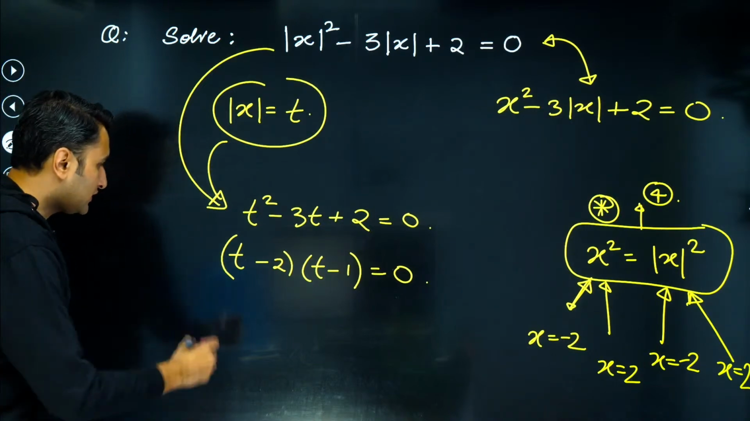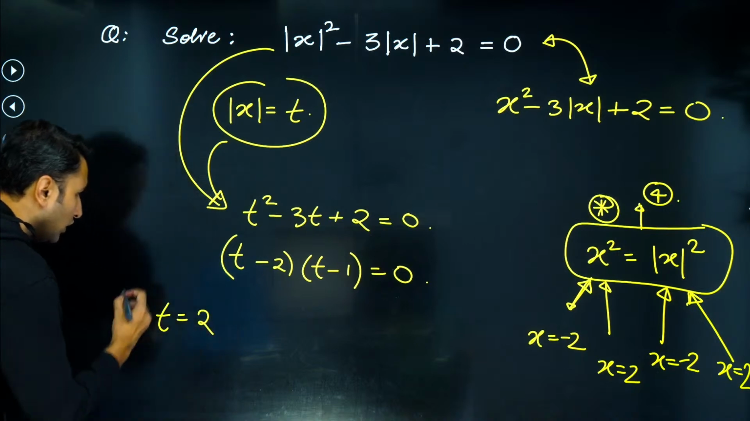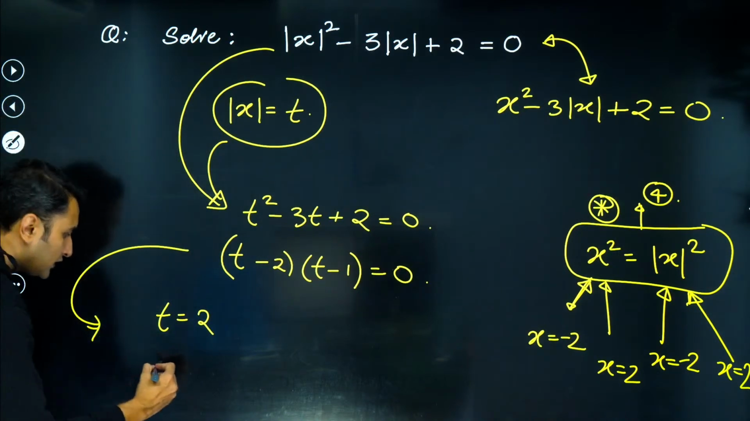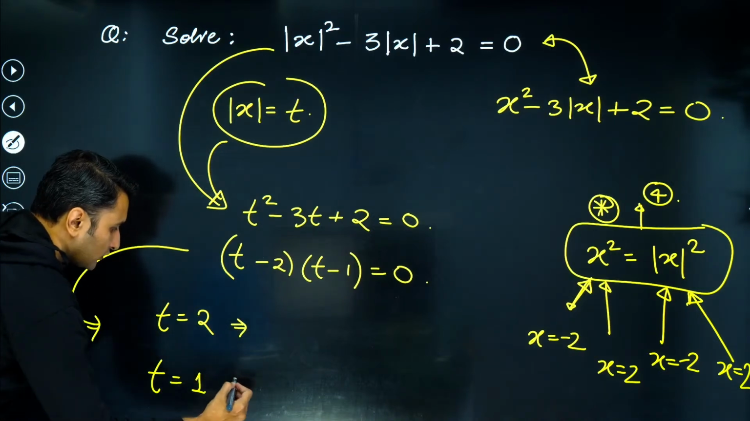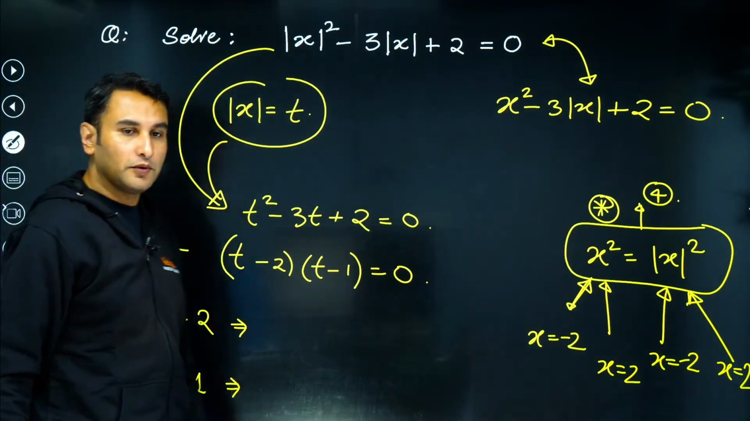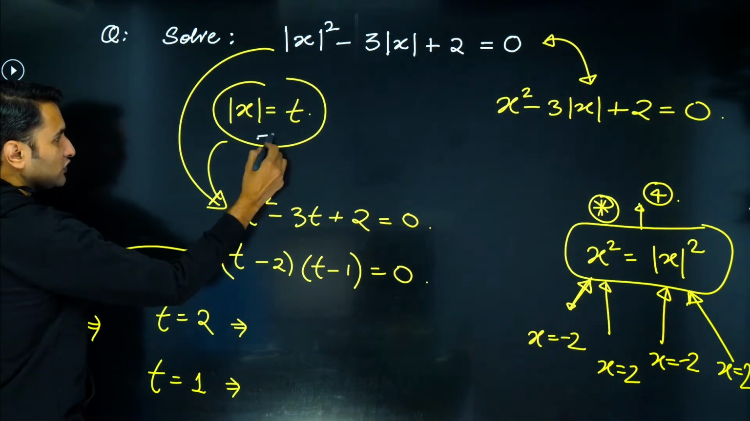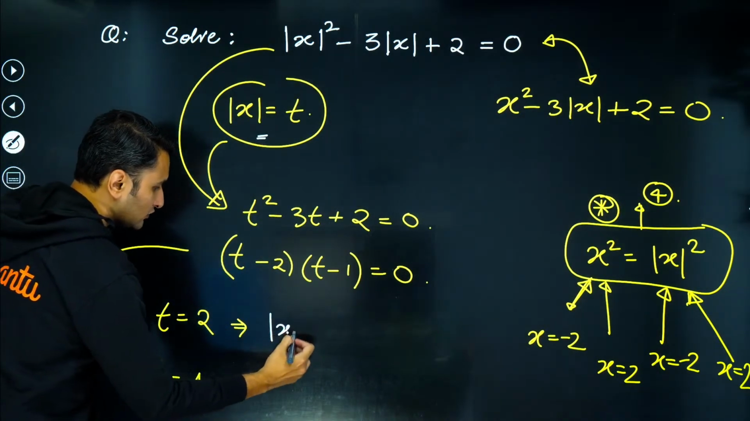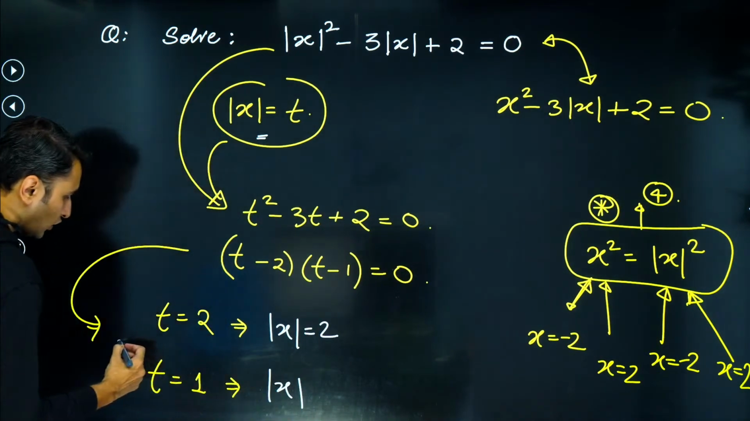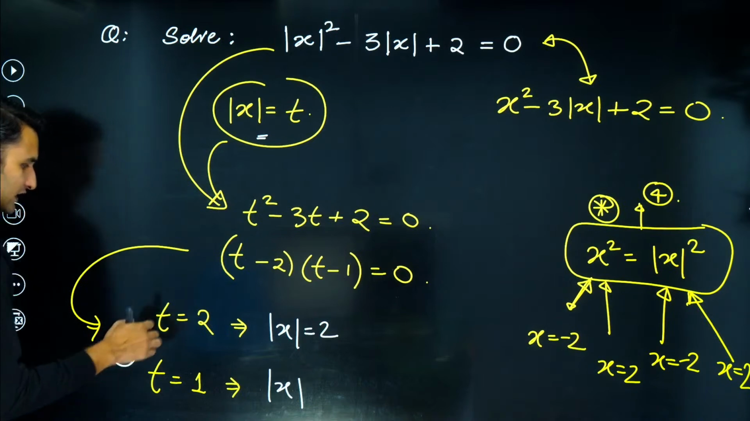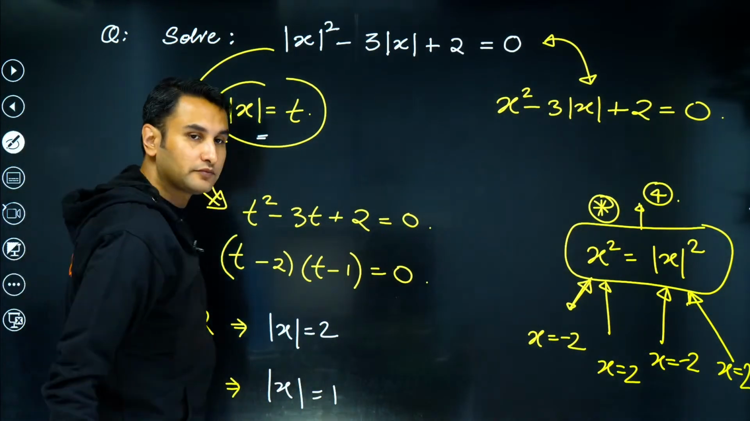Agree? So this implies either t is equal to 2 or t is equal to 1, which implies, now this is important, right? How many solutions will you get? Can you observe? So what was t? T was mod x. So it is mod x is equal to 2, or, remember there is a or in between, either this, or mod x is equal to 1.